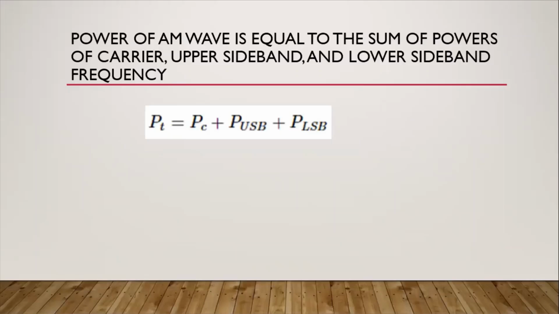Next is the formula for the total power. The power of an AM wave is equal to the sum of the power of the carrier, the power of the upper sideband, and the power of the lower sideband. So total power equals carrier power plus upper sideband power plus lower sideband power. Next.